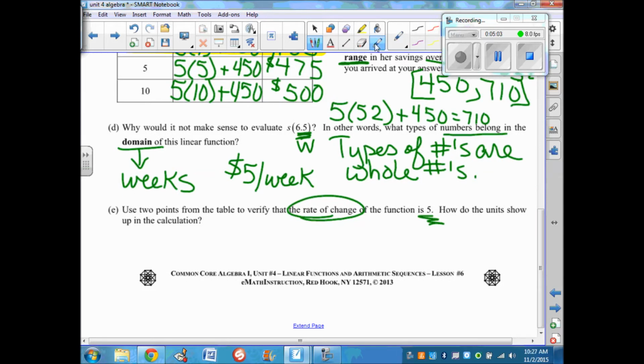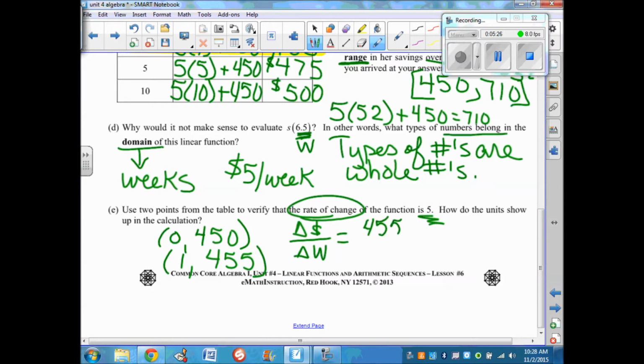So the points I'm using to calculate are: at 0 weeks she had $450, and at 1 week she had $455. My average rate of change is the change in the dollars over the change in the weeks. So I'm choosing to go 455 minus 450 divided by 1 minus 0, dollars divided by weeks, which gives me $5 per week. All right, go ahead, flip the page.